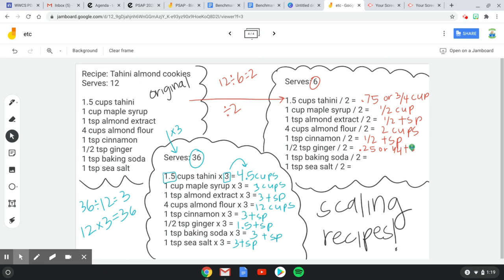Typically when we're cooking, you see a fraction, not the decimal, so that's why I'm writing it like that. 1 teaspoon of baking soda divided by 2 gives me half a teaspoon, and I'm going to need half a teaspoon of salt.